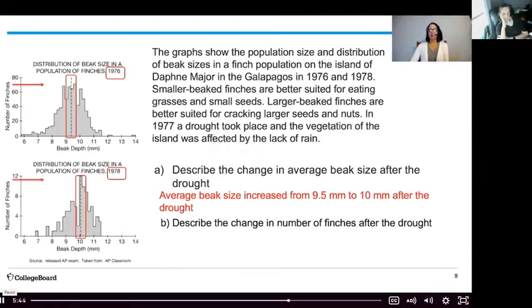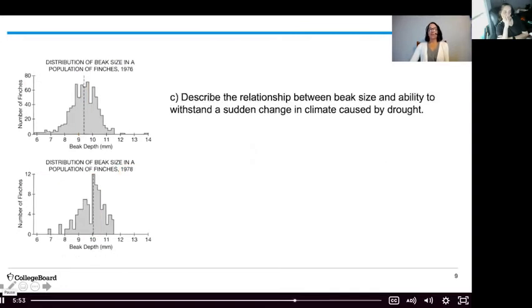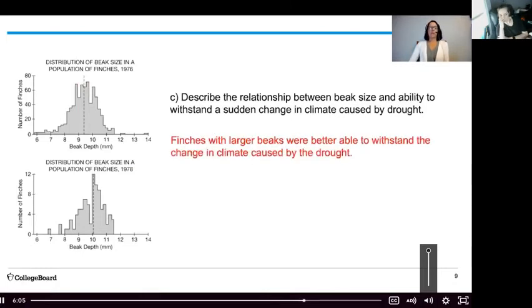Next, describe the change in the number of finches after the drought. And again, the number of finches decreased. Now we want to see if we can go a little bit deeper and describe the relationship between beak size and the ability to withstand sudden change in climate caused by the drought. And we could conclude that finches with larger beaks were better able to withstand the change in climate caused by the drought.